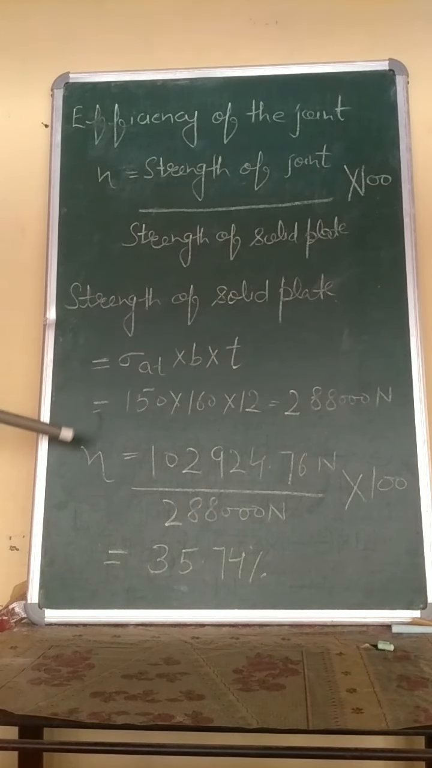That is equal to 288,000 Newton. Now the efficiency of the joint is equal to the strength of the joint, the least value of PB, PS and PT, that is 102,924.76 Newton, over the strength of the solid plate, that is 288,000 Newton, multiplied by 100, as efficiency is in percentage. So efficiency is equal to 35.74 percent.